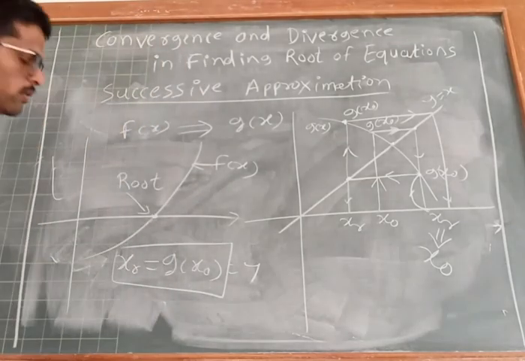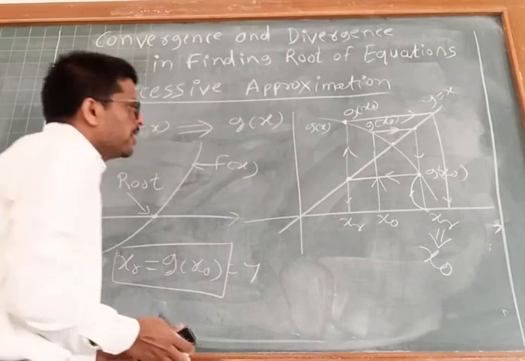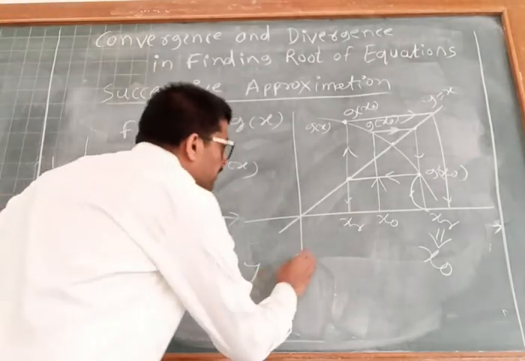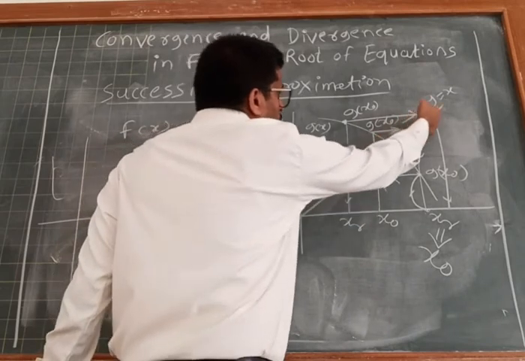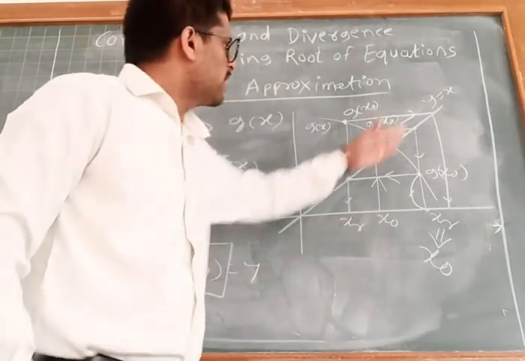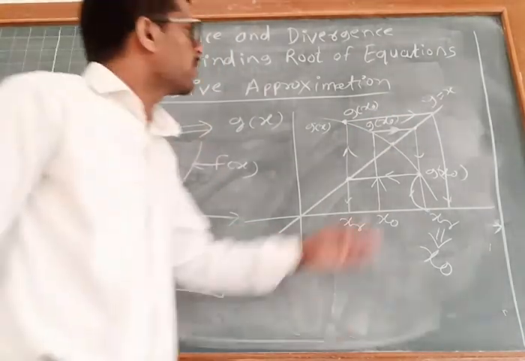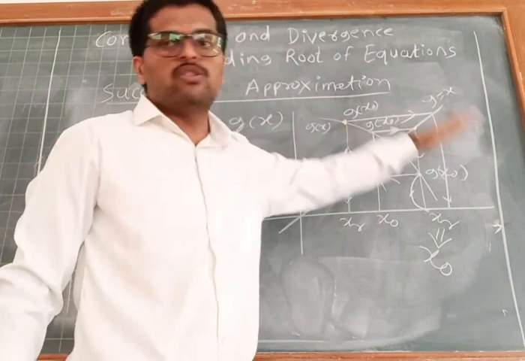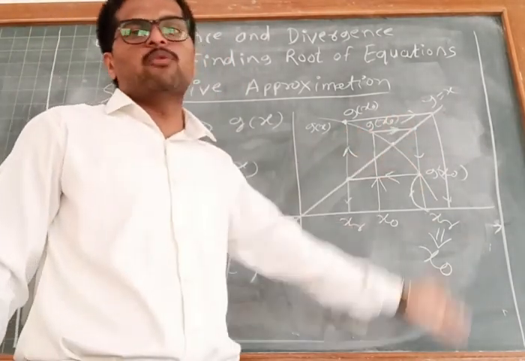Okay. So the condition for convergence in the successive approximation method is, see here, what is the slope of this? The slope of y is equal to x is 1. Slope of this line, y is equal to x, it is 1. And what is the slope of this? It is more than 1.